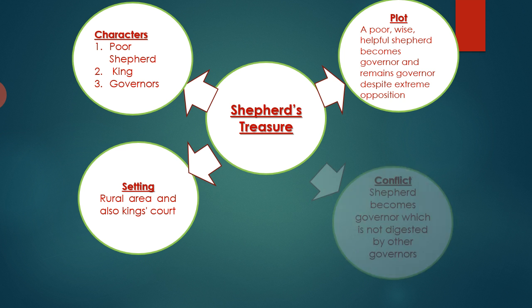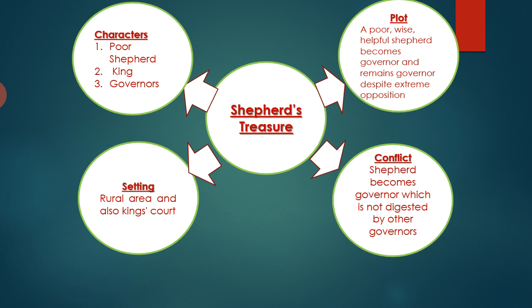Then the next thing we have to see is the conflict. Conflict means what is the problem there. What is the problem here? The poor shepherd is charged with untruthfulness. Okay, it means he is collecting the taxes, and some amount he is keeping with him, that all the collection is not handed over to the king. This is the charge.